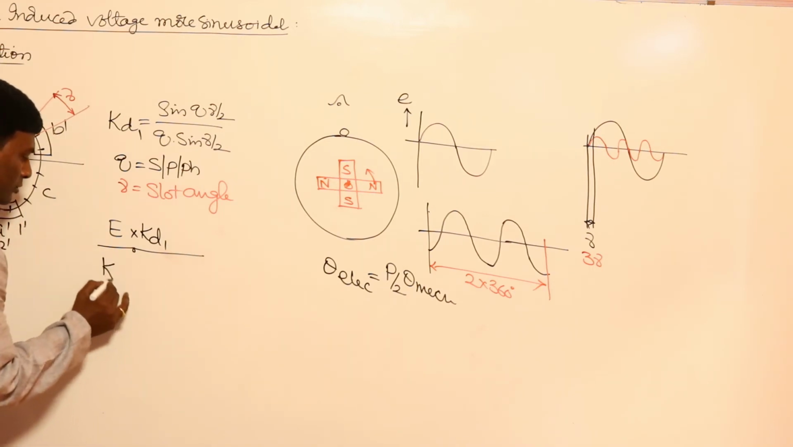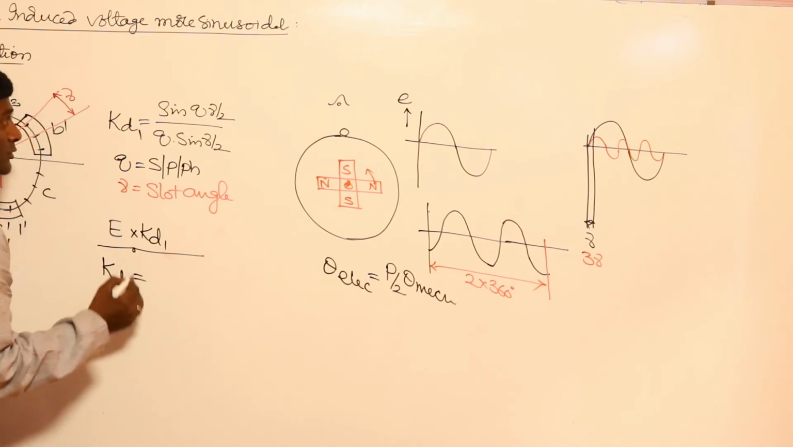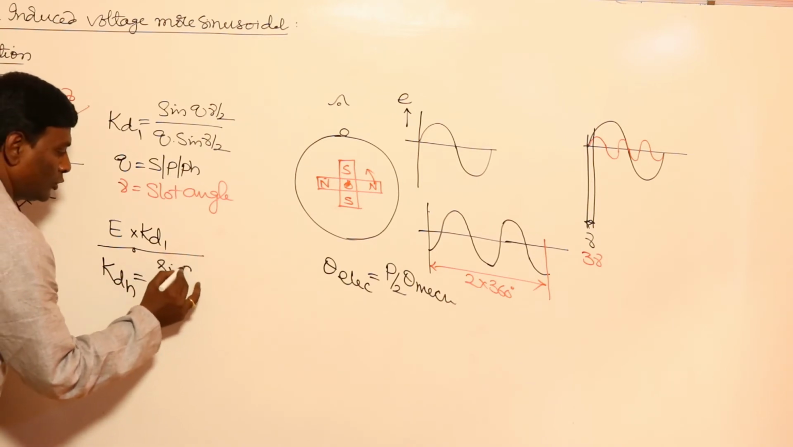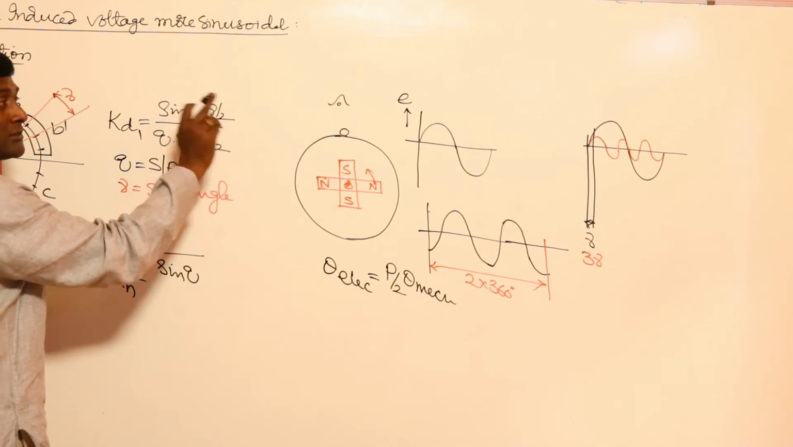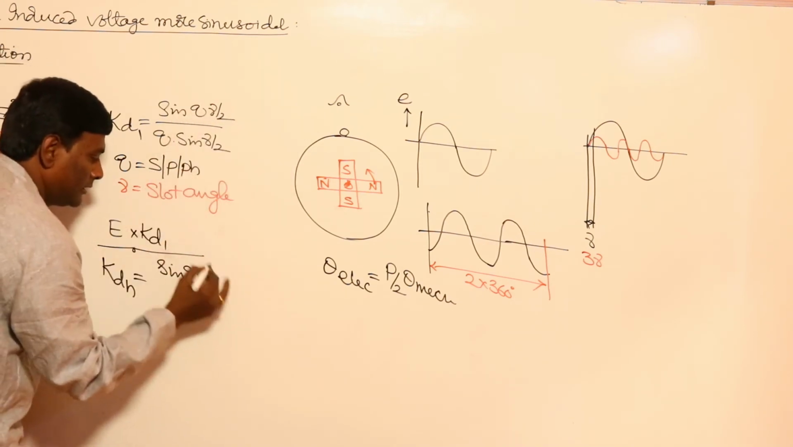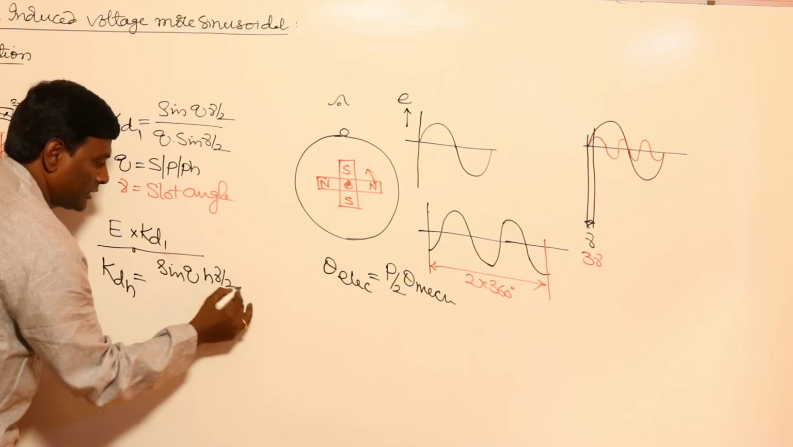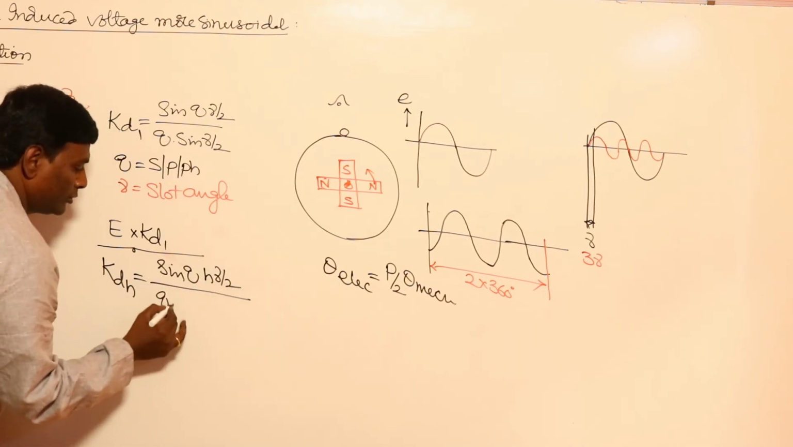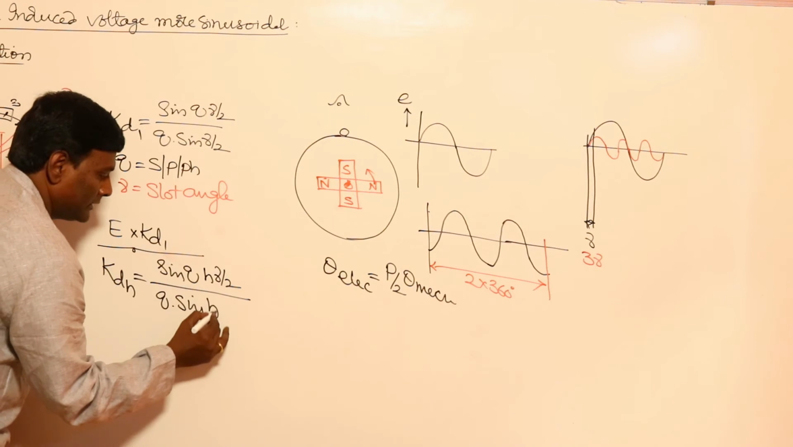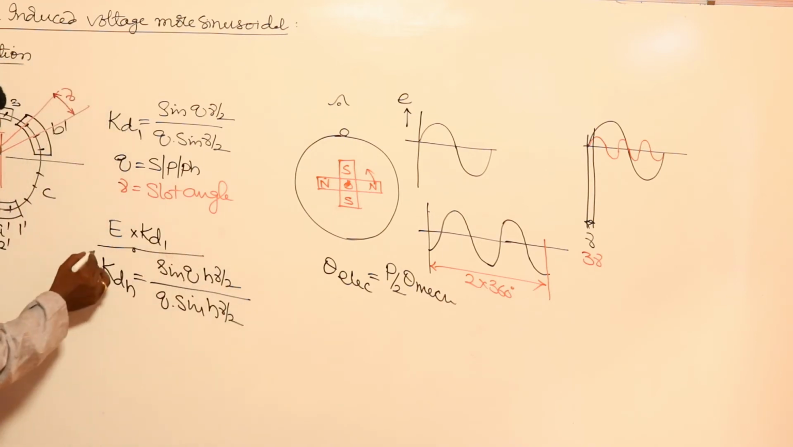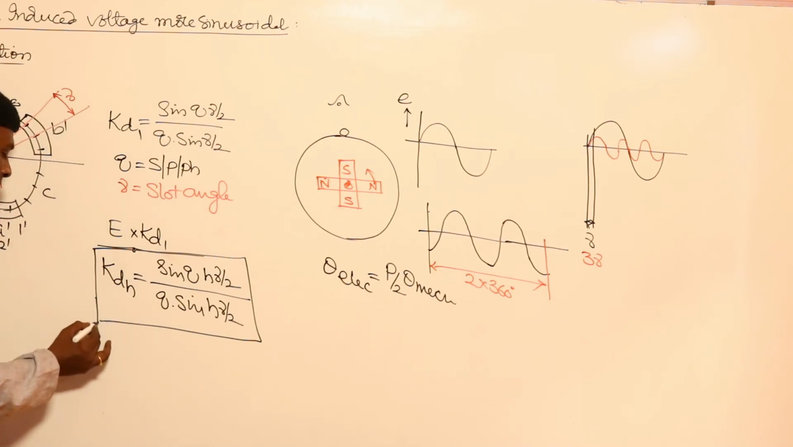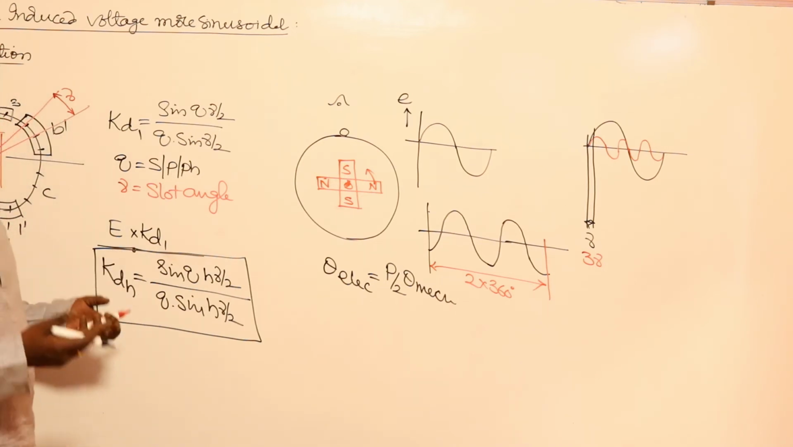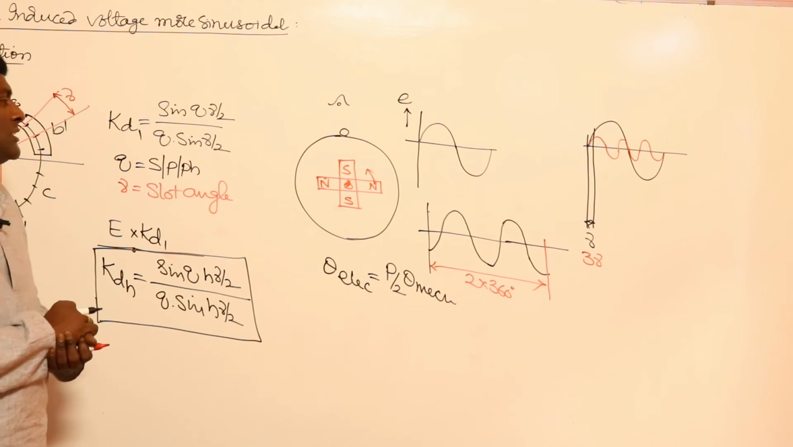Now let us see what the distribution factor is for the third harmonic or any harmonic component H. So KD for the H harmonic component is going to be sin(Q gamma by 2) divided by Q sin(gamma by 2), where the slot angle becomes H gamma. So it is sin(H Q gamma by 2) divided by Q sin(H gamma by 2). This has to be remembered.